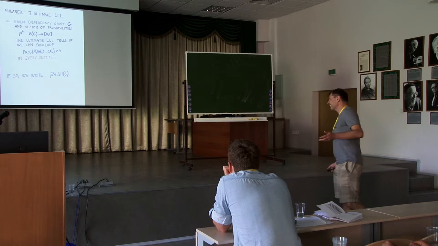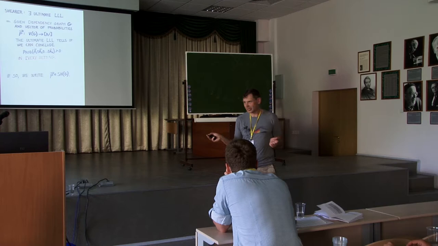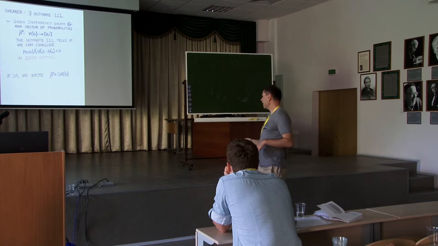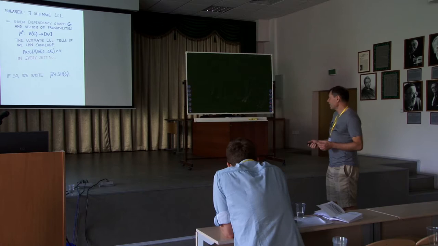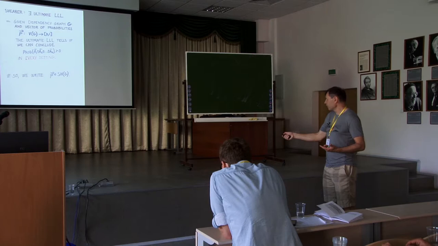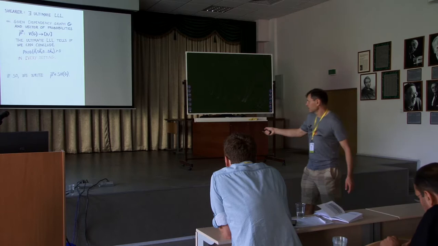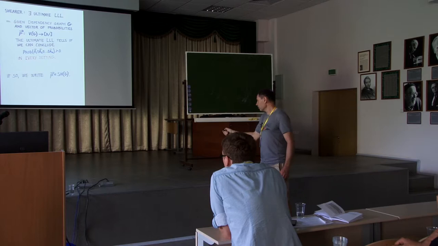Okay, so here is the problem, and I would just like to take a look at this problem with you a little bit. Here I'm giving you the dependency graph, together with the vector of probabilities. I say it's good if those probabilities and the dependency graph together imply the Lovasz local lemma condition, meaning that in every setting, if the dependency graph is that, and the probabilities are that, then we know that the probability of the intersection of the complements of the A_i's is greater than zero.